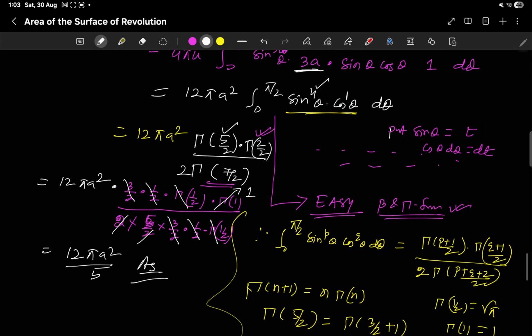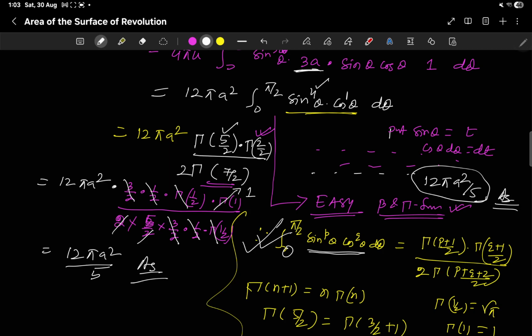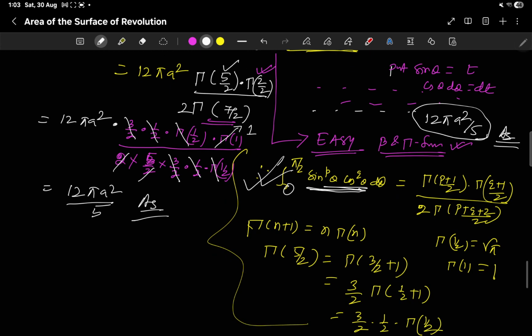However, you can integrate it by your substitution technique and you will find the same answer, 12πa²/5. However, this approach is quite easy. If the limit of integration is 0 to π/2, it is of this form. For the details, you can see the lectures on beta and gamma functions for such types of integrals. However, this formula is enough. So this is my desired answer.